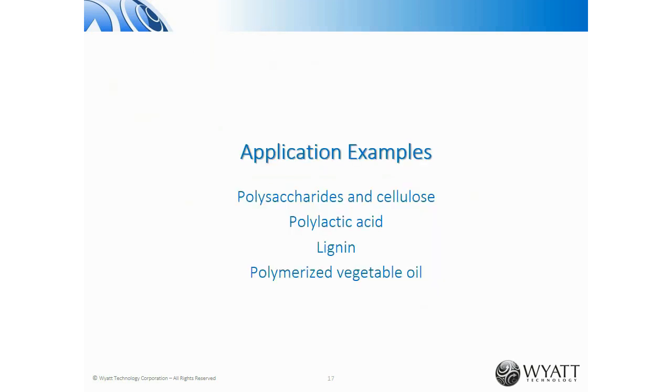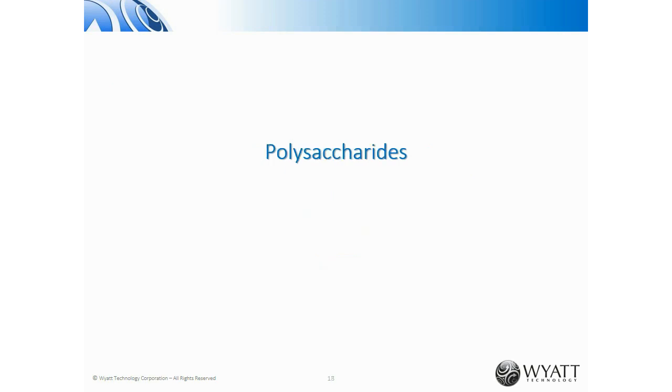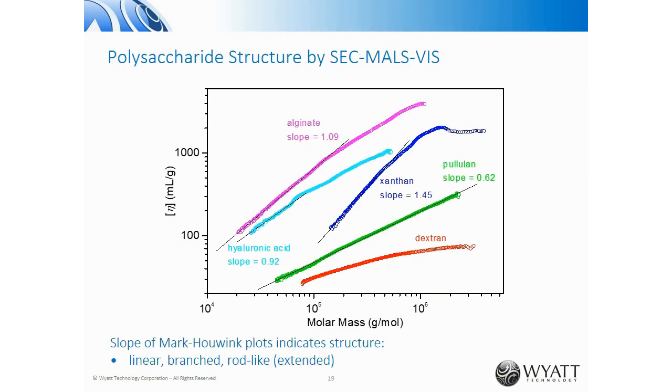So, application examples. I will start with polysaccharides. This slide shows Mark-Houwink plots, that is, relations between intrinsic viscosity and molar mass for 5 different polysaccharides measured in aqueous buffers. The slopes and the patterns of Mark-Houwink plots can reveal information about the structure of the polymers.